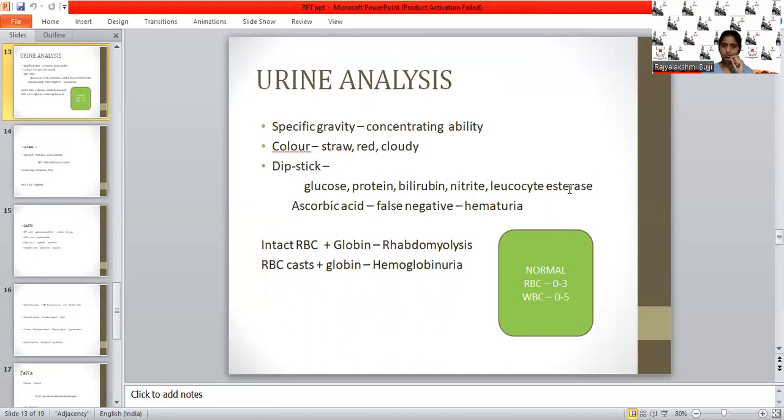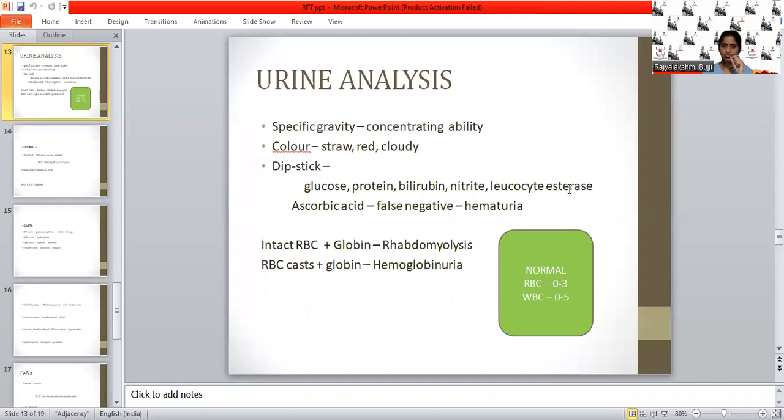Red means hemoglobinuria, blood in the urine. Cloudy means infection. The dipstick test is a point of care test where we can detect glucose, protein, bilirubin, nitrite, leukocyte esterase. These are all various things we can detect with the help of the dipstick. Nitrite means a few Enterobacteriaceae or a few gram-negative bacteria will convert nitrate to nitrite. So in case of UTI, the nitrite test and leukocyte esterase test will be positive.